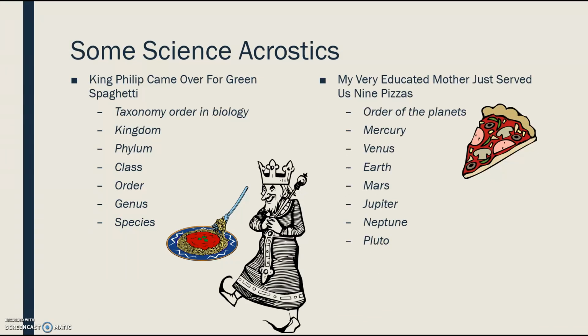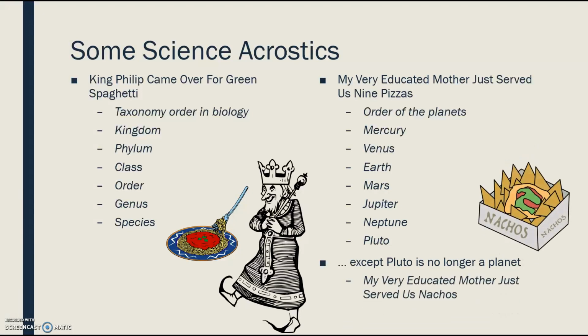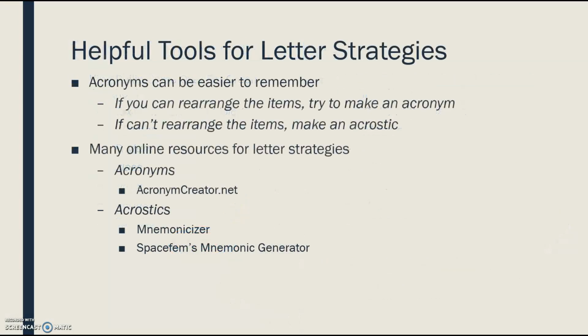Another example you've probably heard of before is my very educated mother just served us 9 pizzas, which is the order of the planets in our solar system: Mercury, Venus, Earth, Mars, Jupiter, Neptune, and Pluto. Except for now, Pluto is sadly not a planet anymore, so we need to get rid of our pizza, and let's change it to be my very educated mother just served us nachos. So as you can see, they're easily adjustable. They can work for any grade level from high schoolers all the way down to elementary school. So very flexible, and you can use it to adapt to whatever content or skills you're trying to teach.